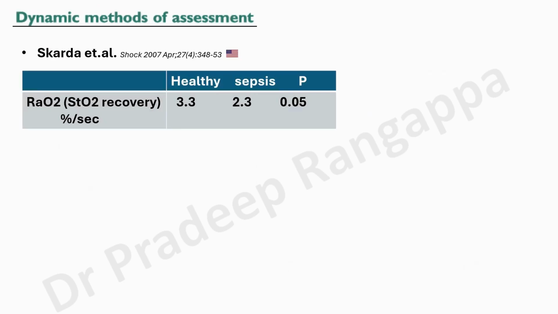Are there studies? Yes, there are studies. Carda et al. looked at resaturation; tissue oxygenation time percentage is calculated as percentage per second. And as you see, they found that the resaturation in healthy was obviously much better, and the resaturation was less in patients with sepsis. That is taken as percentage per second, and that was significant.